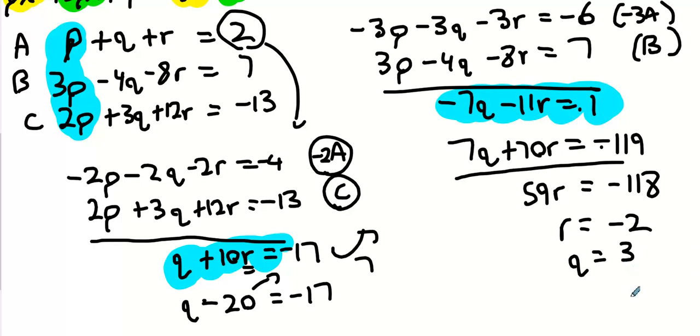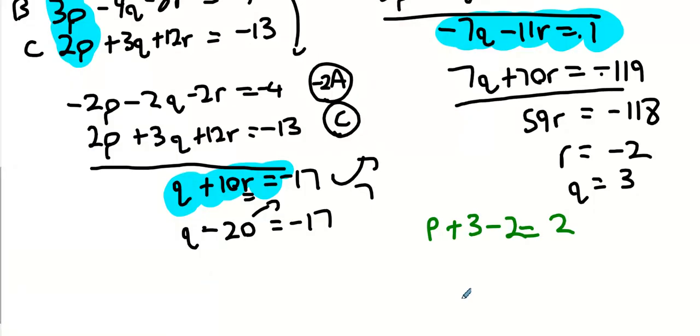And then you go up to the very top and you see P plus Q plus R equals 2. That means P plus 3 minus 2 equals 2. P plus 1 equals 2. This implies that P must equal 1.